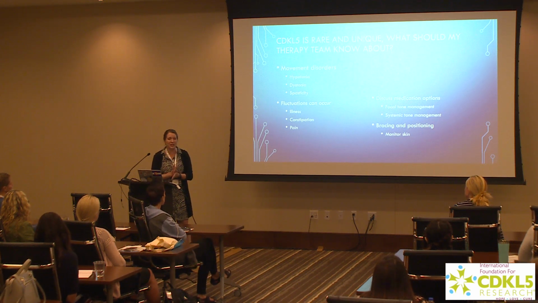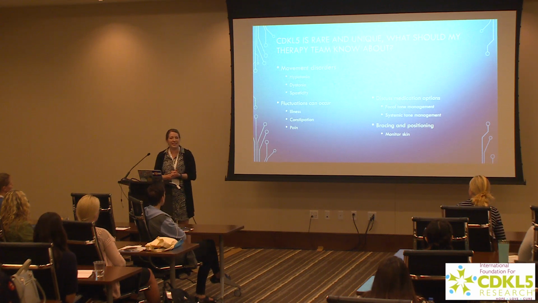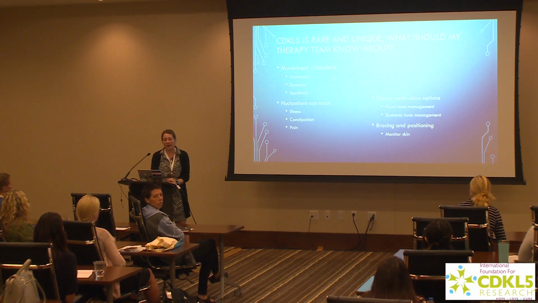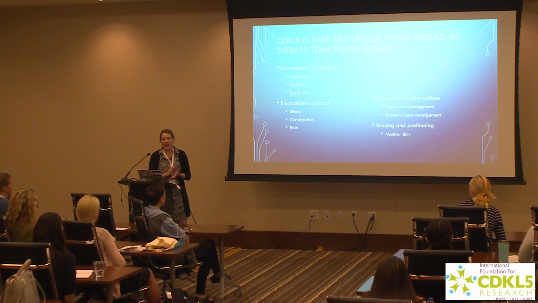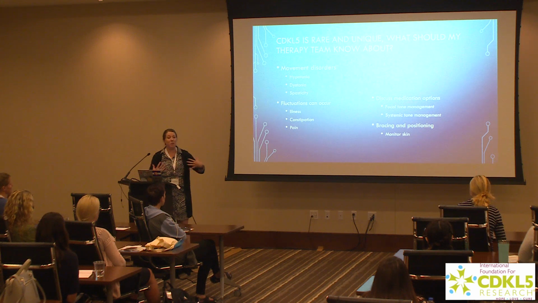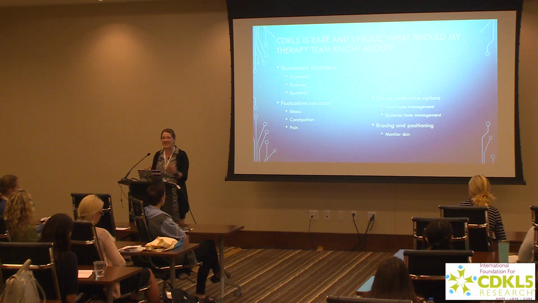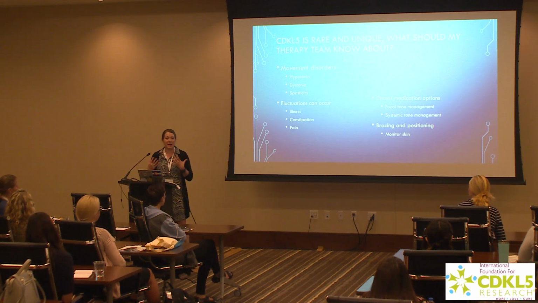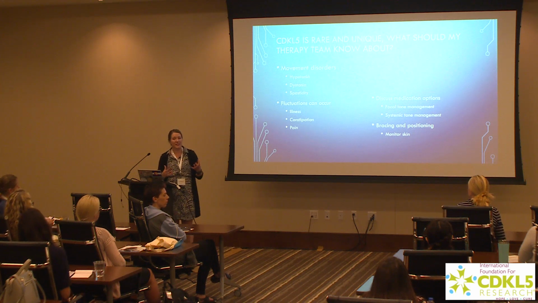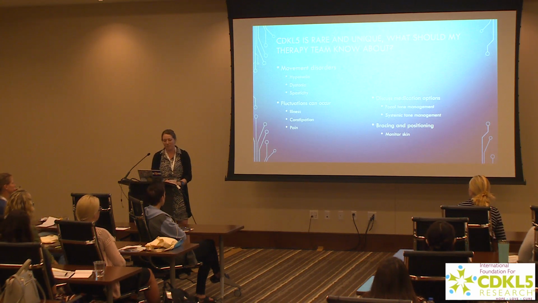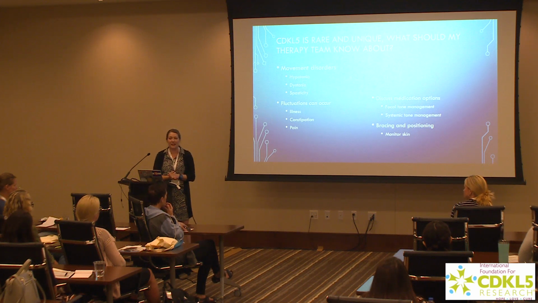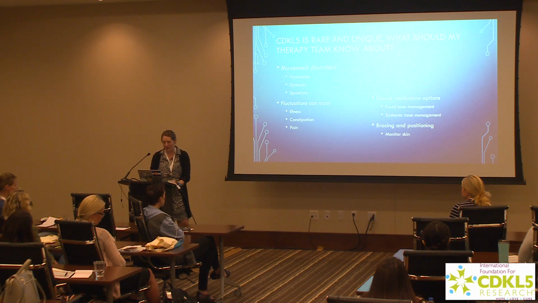It's important to understand that fluctuations in these movements can occur depending on how they're feeling. If they're ill, they may be more hypotonic than normal. If they're constipated, they may be more spastic or dystonic than normal, or if they're having pain, that can increase your spasticity. And so it's important to talk about those things with your therapy team as well, and make sure that they also understand that these are some of the ways that your child can change and have a good day or a bad day.